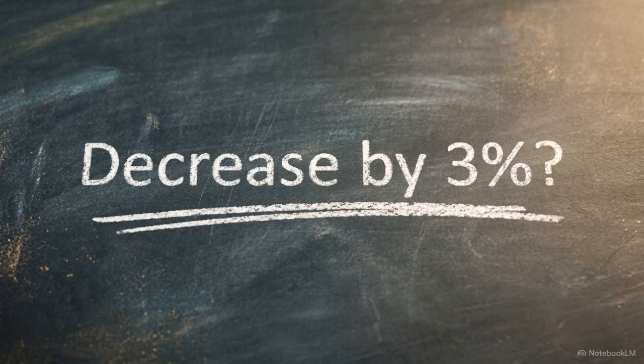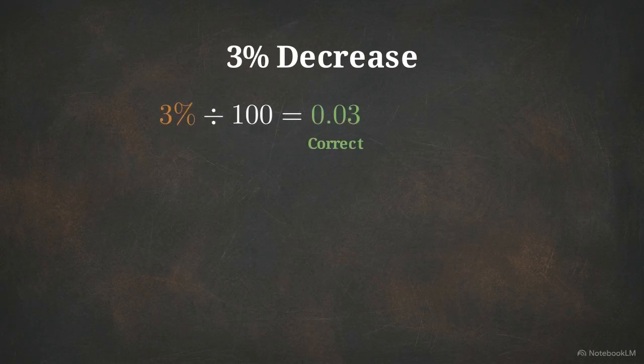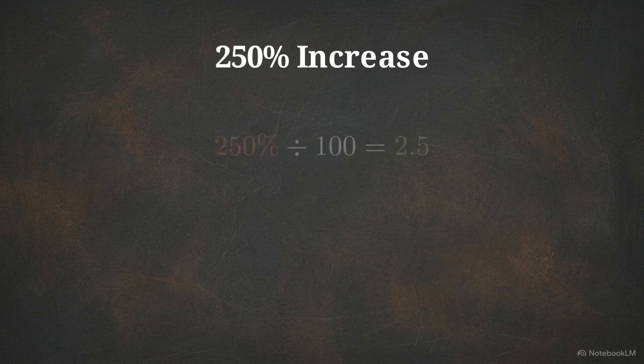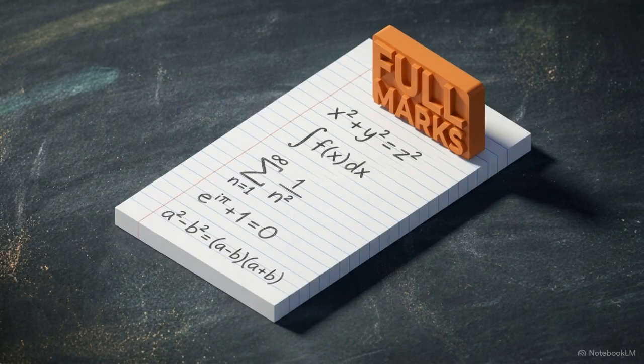How would you calculate a 3% decrease? 3% is 0.03, not 0.3. Subtracting 0.03 from your 1.0 base gives you a multiplier of 0.97. The logic scales for massive increases too. A 250% increase means adding 2.5 to your original 1.0 base, resulting in a multiplier of 3.5. Internalizing these specific decimal conversions prevents immediate mark deductions and clears the cognitive load needed for higher-tier algebra.